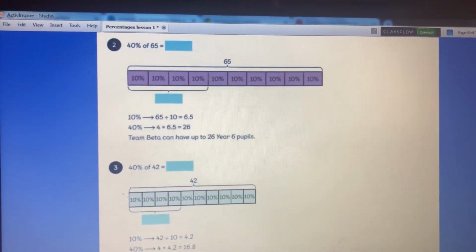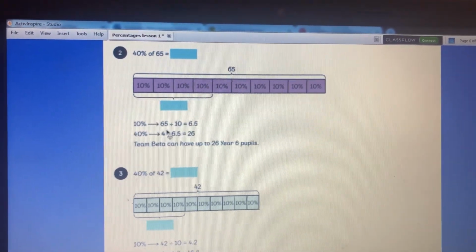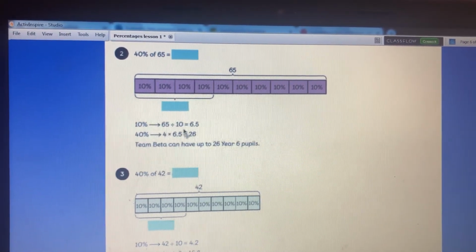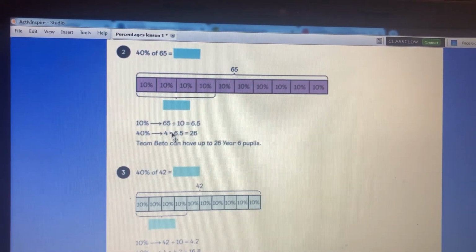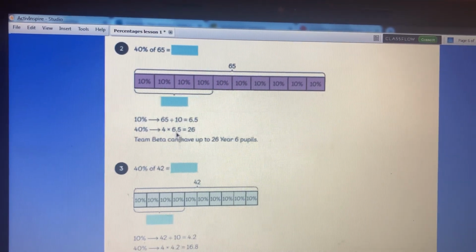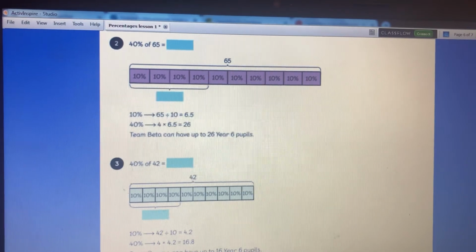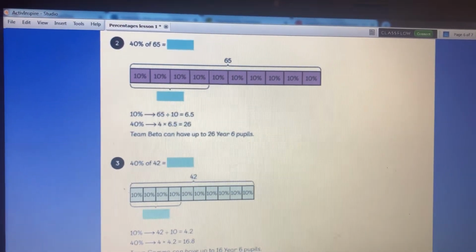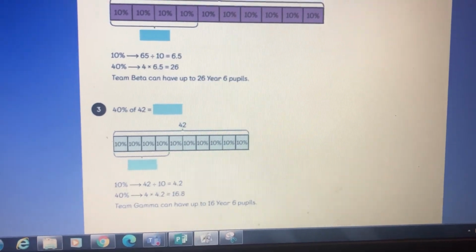To find 40% of 65 is the same process. 65 divided by 10 is a decimal number, 6.5, and then it's 6.5 multiplied by 4. If this isn't something you can do in your head, you can use short multiplication, which would be 6.5 times 4, which is 26. And then the bottom one, it's the same steps.